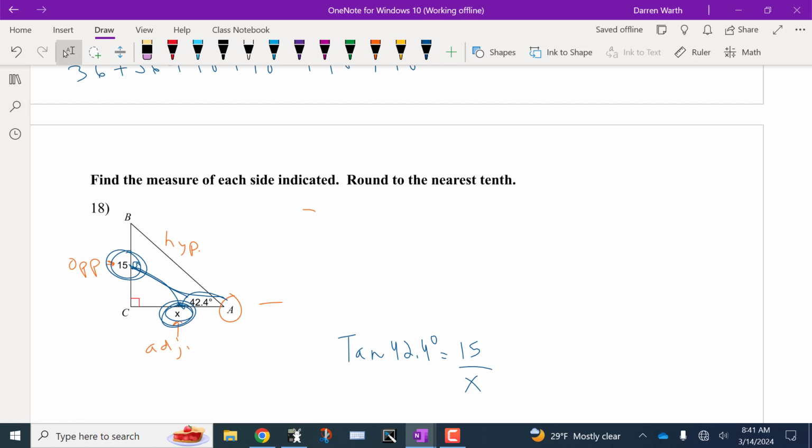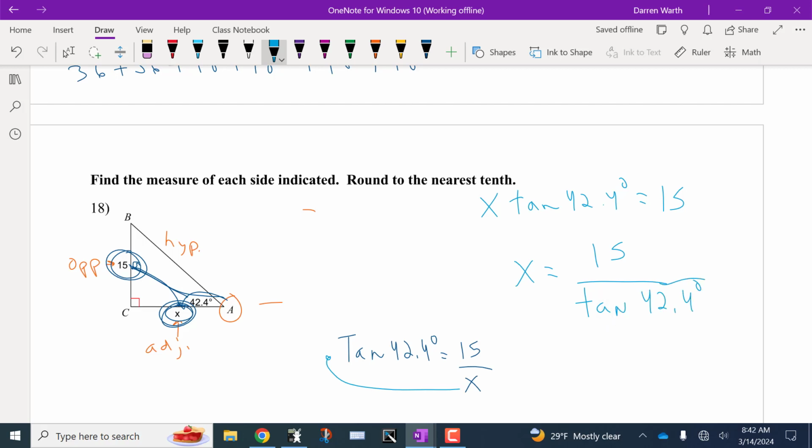So I'm looking at my equation. I'm going to go ahead and multiply by x. So I'm going to get x times the tangent of 42.4 degrees, all equals 15. Now I'm going to go ahead and divide by the tangent of 42.4 on both sides. So this is going to be 15 divided by the tangent of 42.4 degrees.